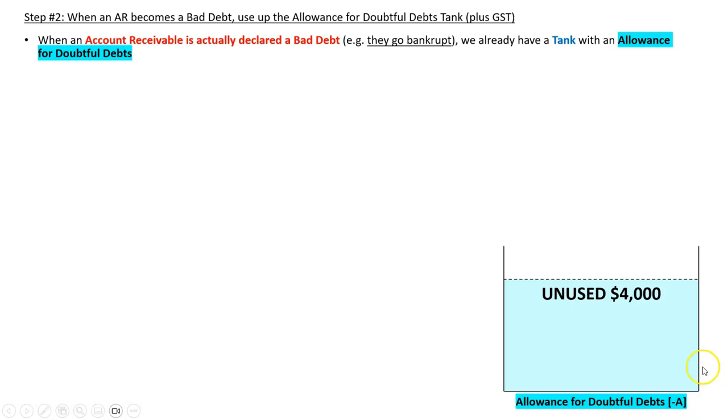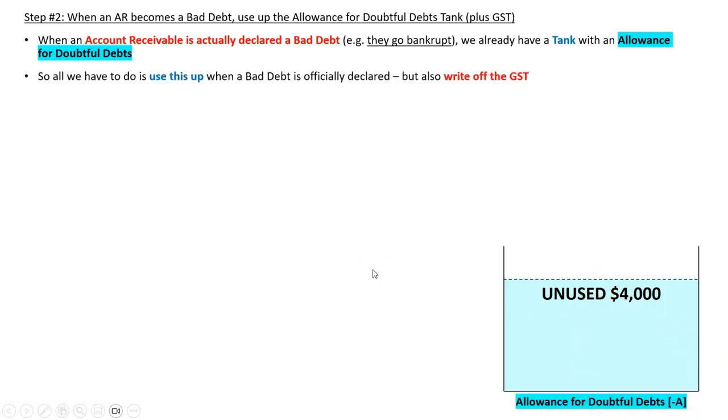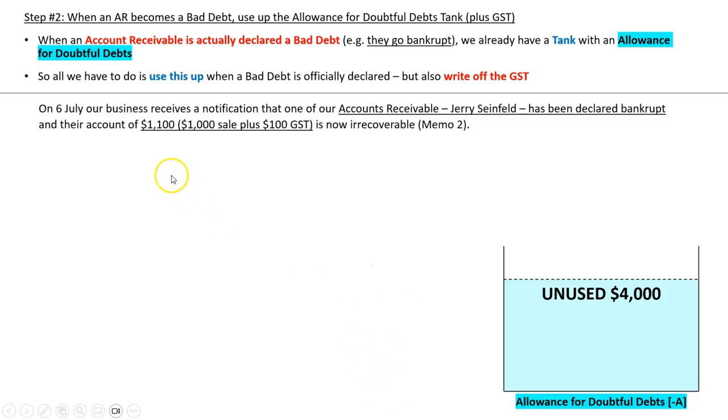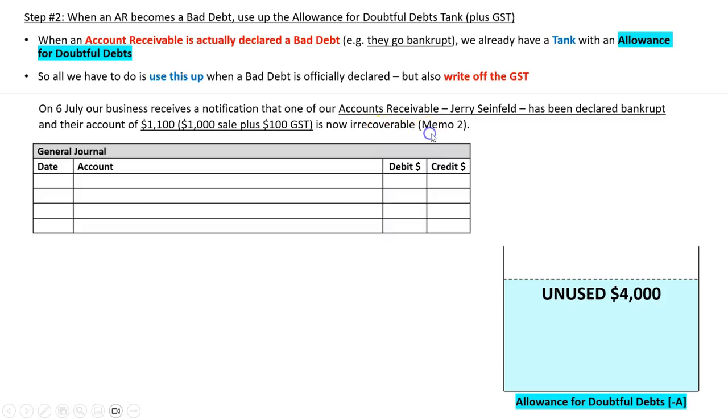Step two, use the tank when we need it. So when an account receivable actually becomes a bad debt, use up the allowance for doubtful debts tank, and now we do need to factor in the GST that the customer owed. So we've got the unused tank of $4,000 of doubtful debts, and we're saying let's use it up when someone actually becomes a bad debt. So let's say on the 6th of July, we received notification that Jerry Seinfeld has been declared bankrupt, and their account of $1,100, which was a $1,000 sale plus GST, is now irrecoverable, memo 2.